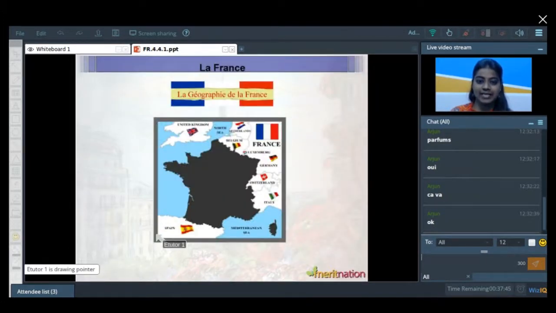Here is the map of France, and we are going to learn some major cities of France, some important rivers of France, and the seas. France is surrounded by different seas, and we are going to learn the names of the seas and the countries. Elle est entourée par six pays. It is surrounded by six countries. One neighboring country, England, does not touch the boundary of France. Six countries touch the French border, but England is a little far.